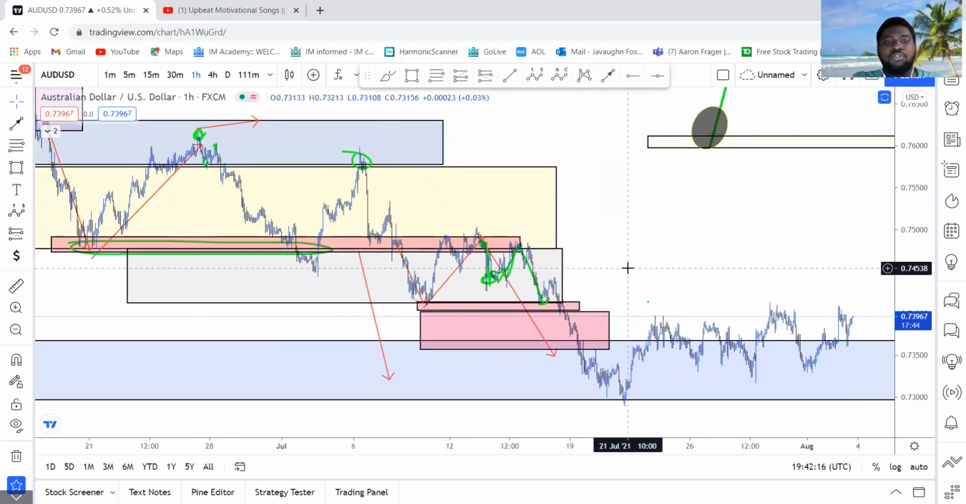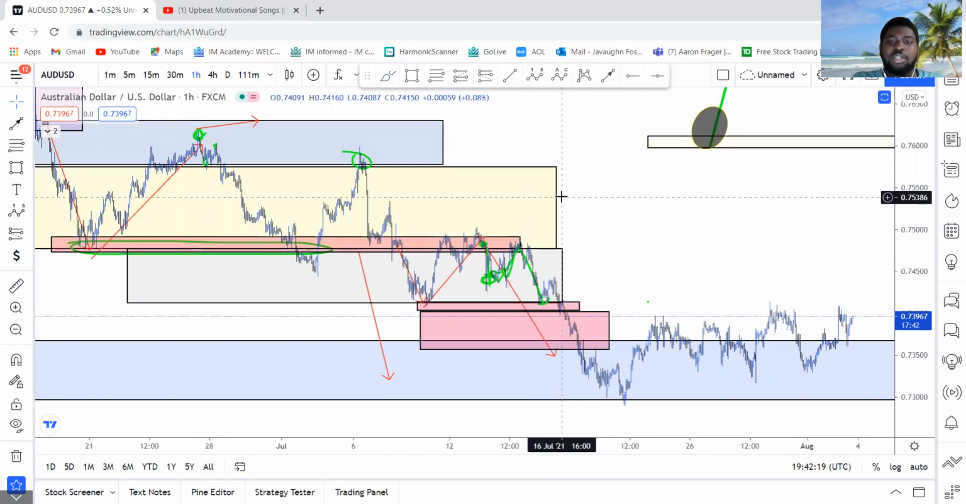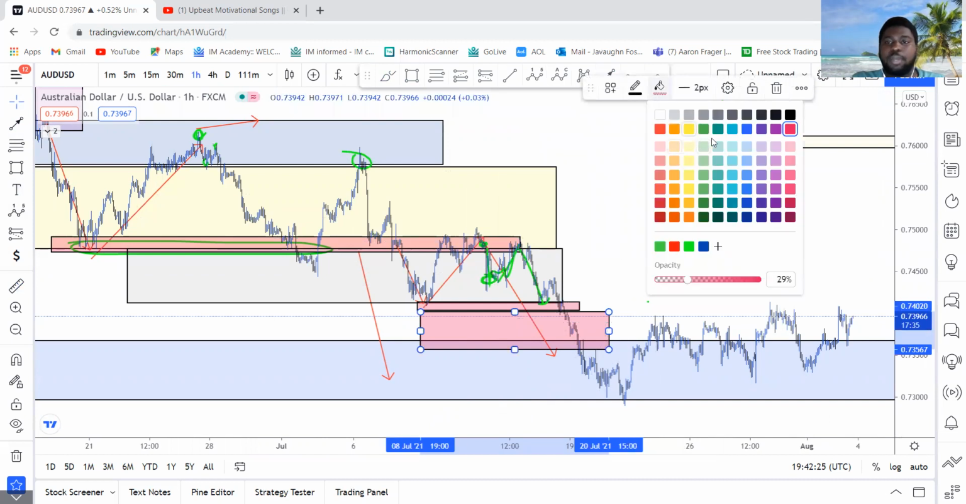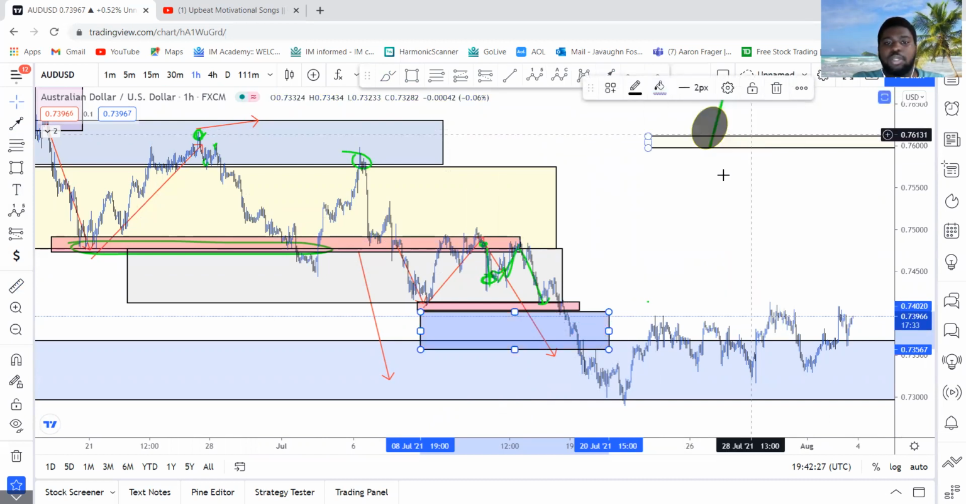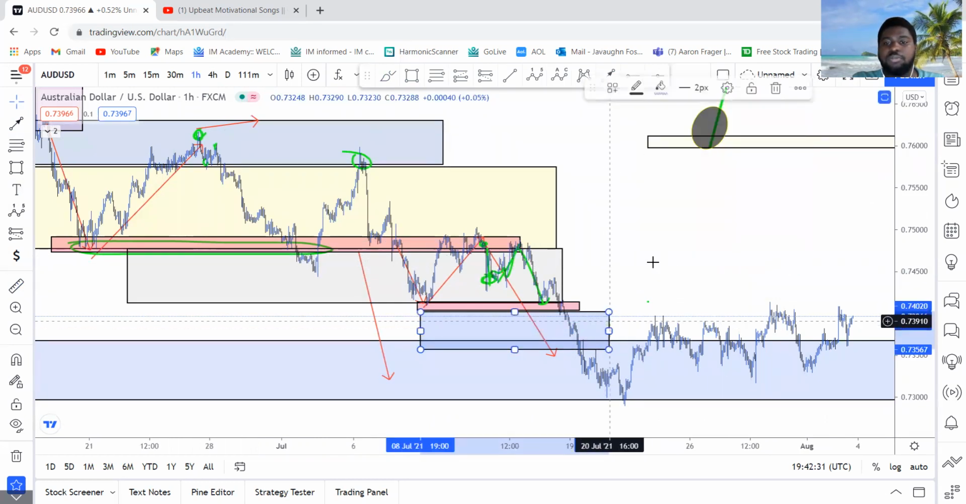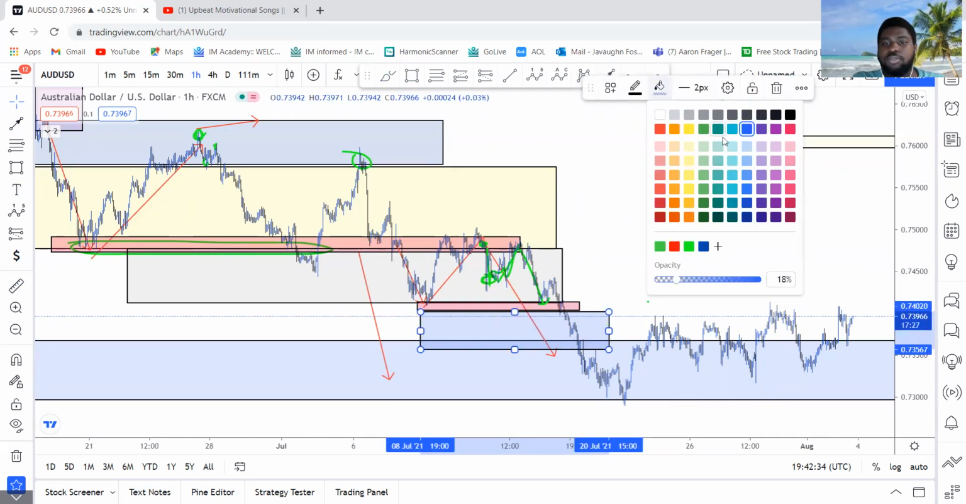But if you're an intraday trader or day trader, you're not looking to hold a trade for days. This is a quick understanding of the market. There are multiple entries, guys, multiple entries. So this is another area of interest where you could have looked to take this trade.